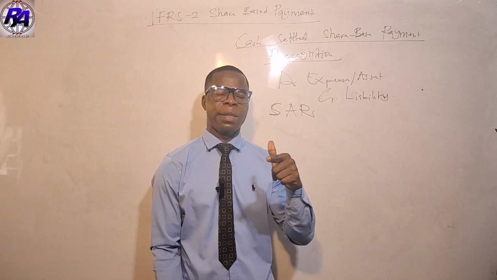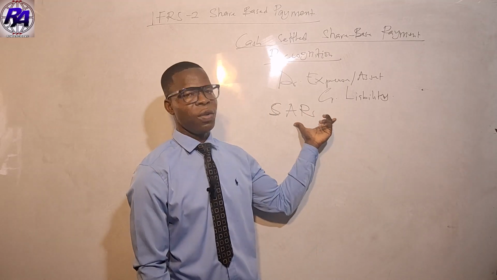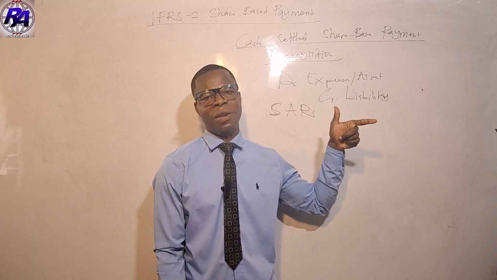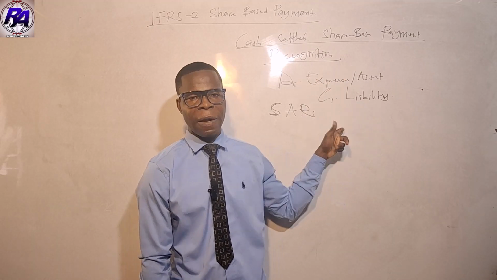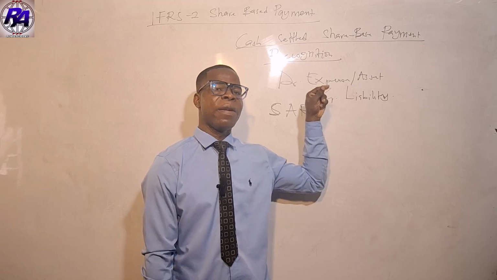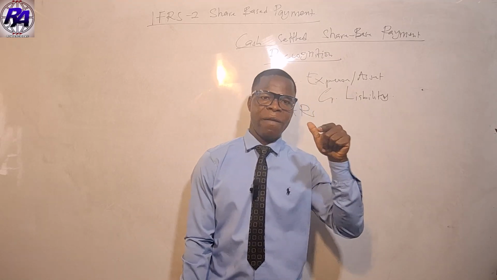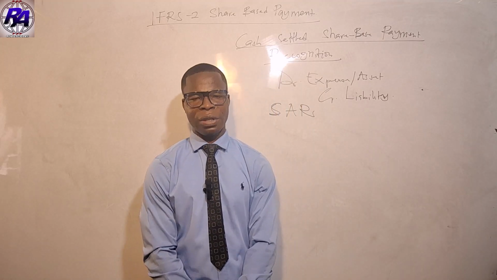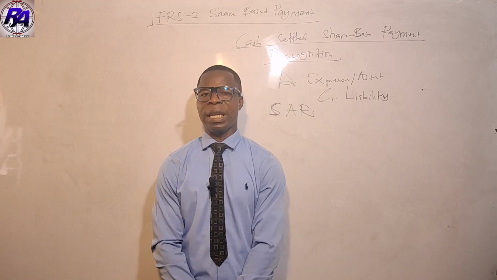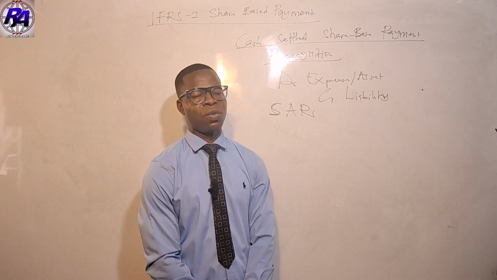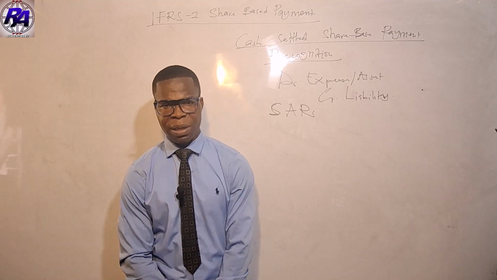Once again, remember that the value that we use here is not going to be the grant date value as we did under the equity-settled. Here, we are going to use the fair value at the reporting date of the entity, the fair value of the goods and services at the reporting date of the entity. That is what we are going to use, not the grant date value, when it comes to the cash-settled share-based payment transaction.